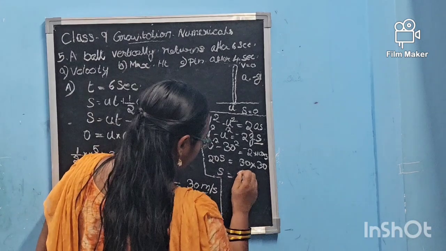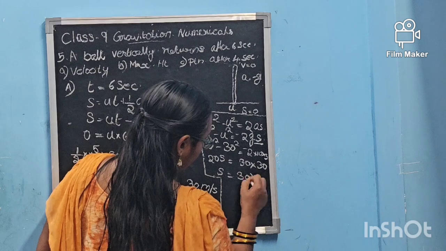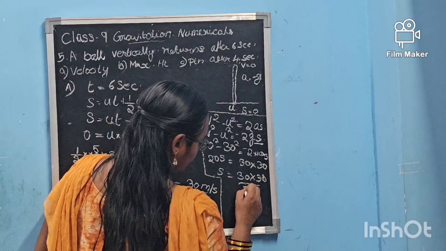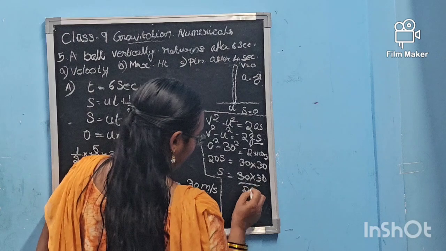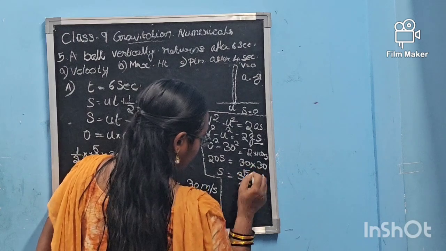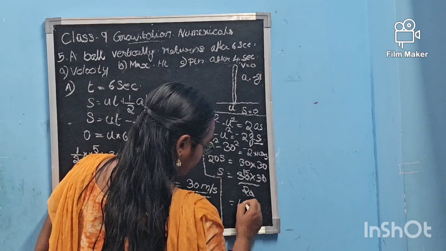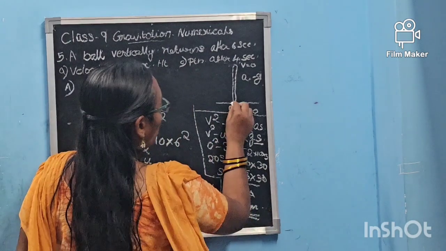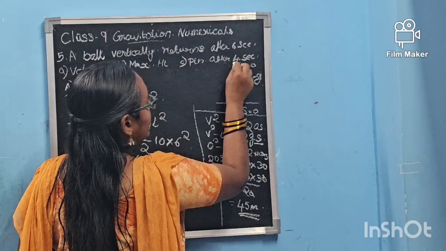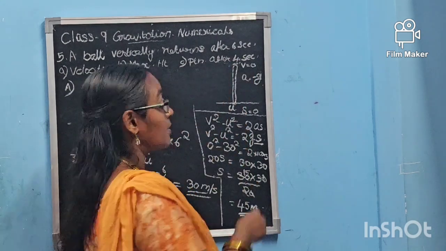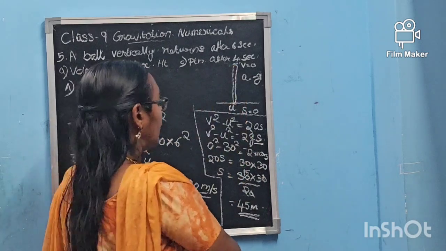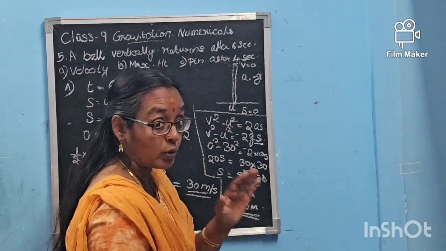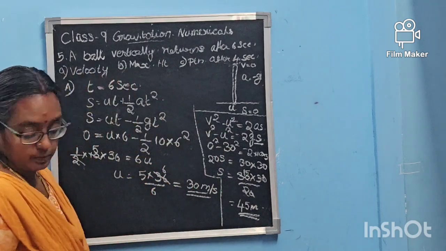30 into 30 divided by 20. 0, 0 cancelled. 30 by 2 will be 15. 15 into 3, 45, is equal to 45 meter. Which means the ball has reached 45 meter as its maximum. It is the maximum height reached by the ball. Okay. Is it clear for you? Okay. So the ball has reached the maximum height of 45 meter.